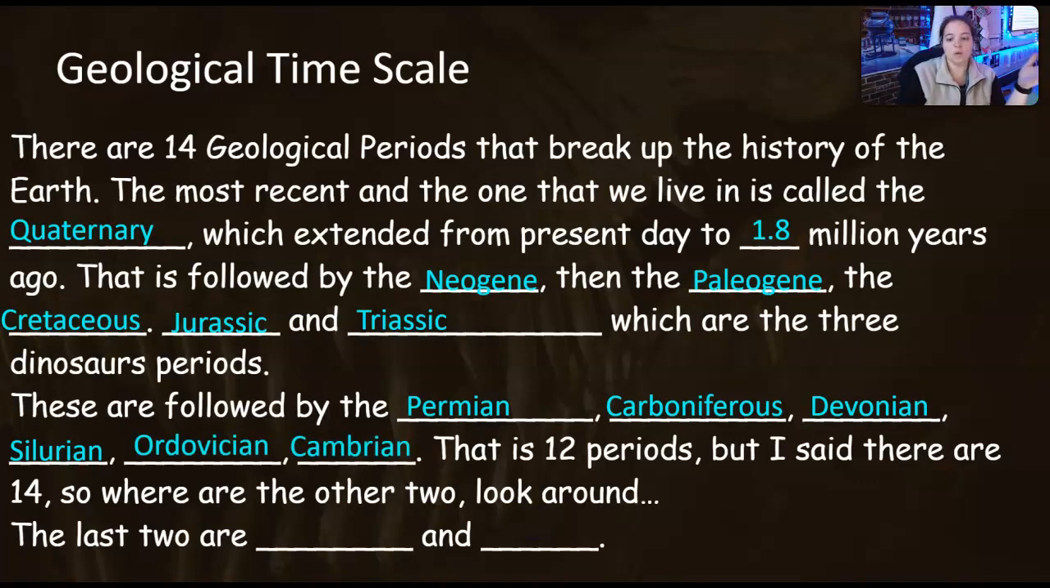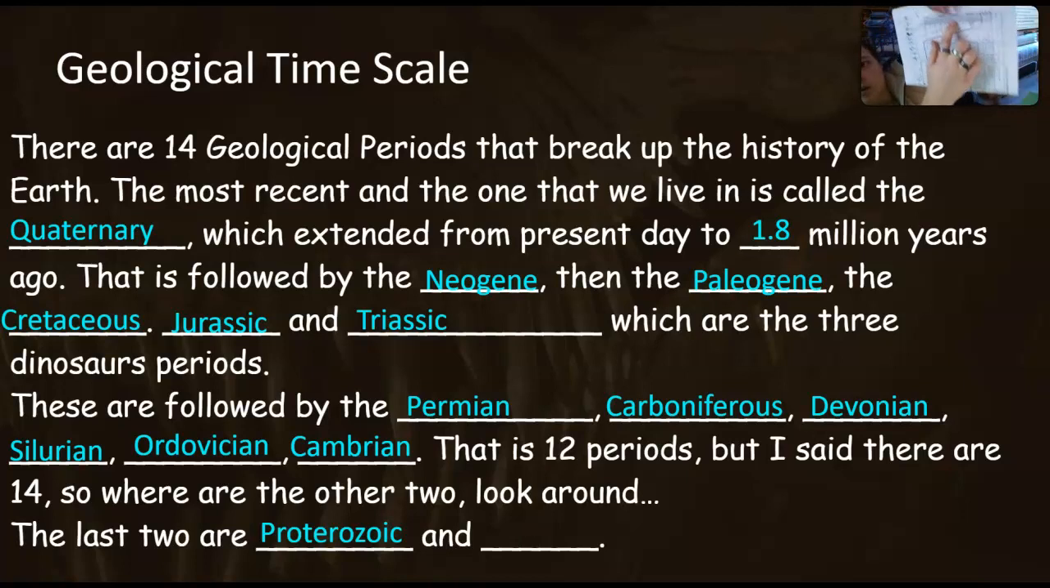But that's just 12. And I said earlier there are 14. So if you look a little bit farther over to the left, you may find the last two. The last two are going to be under this one right here, in the middle. You can tell that they're periods because they have epochs next to them, like the earliest, middle, and last. That will be very, very helpful to you. You're going to notice right there, you've got the Proterozoic, and then the earliest one is the Archean.